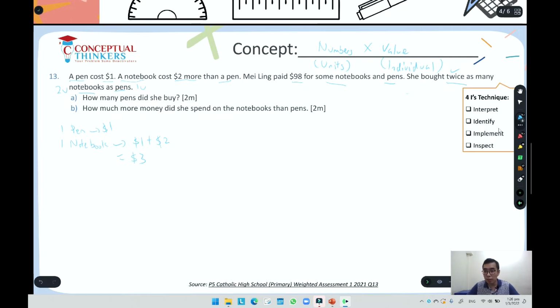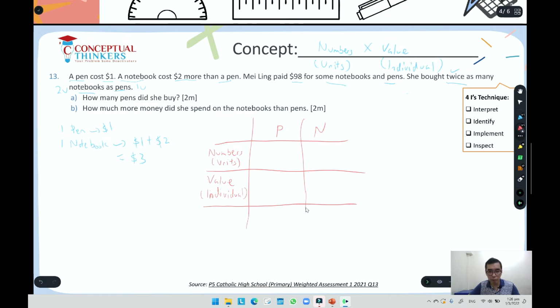Okay, so next we're going to start and execute the steps. Usually for Conceptual Thinkers, we teach the students to come up with a table. So the table will look like this. I use P to represent pen, and N to represent notebook. Then we will put in the numbers here, and please remember the numbers here will represent units. Then I will come up with the value, which will be the individual value. Then finally we will come up with our total.